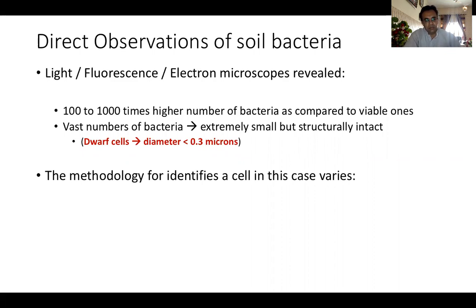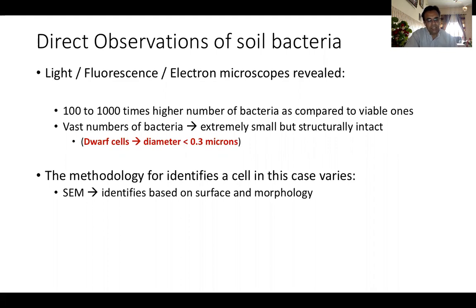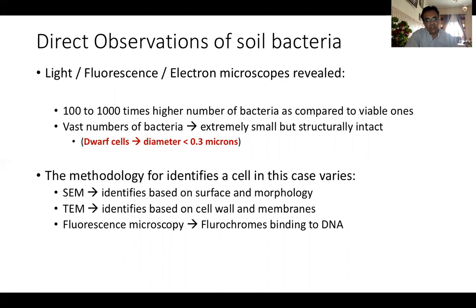The methodologies in direct observation are different, as you see, and they have different criteria based on which they identify the cell. For example, scanning electron microscopy, SEM, that identifies a cell based on surface and morphology. How is the morphology and how the surface of the cell. And then transmission electron microscopy, that identifies the cell based on the cell membrane or cell wall characteristics. Then fluorescence microscopy, that identifies a cell based on a fluorochrome that binds to a certain DNA. So we can see which kind of sequence is present there, and we identify a particular cell.